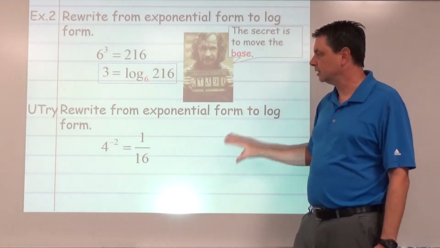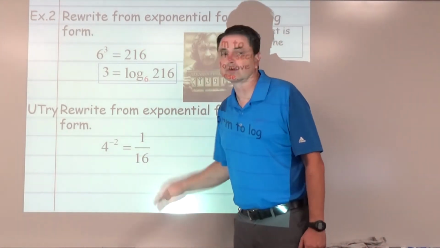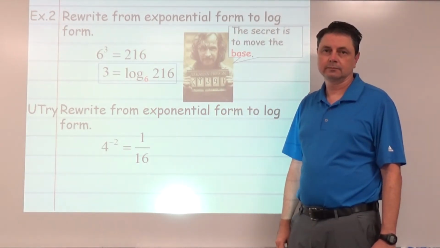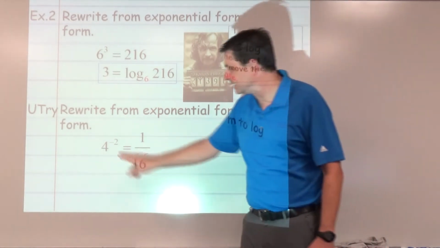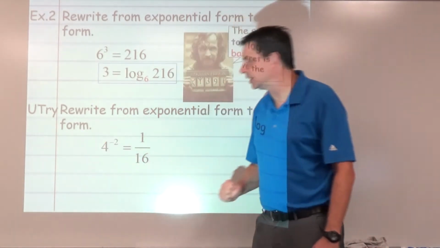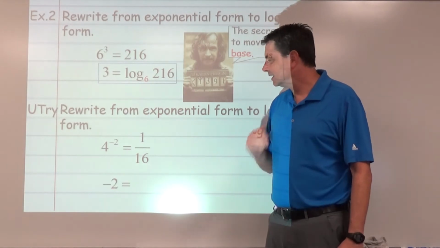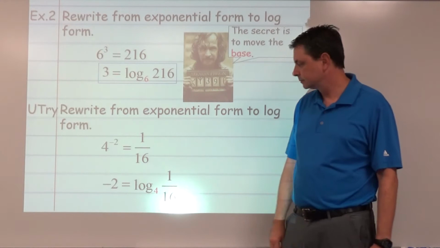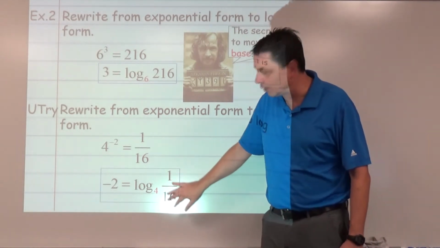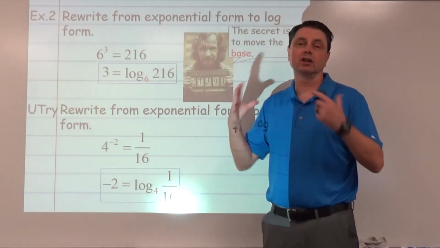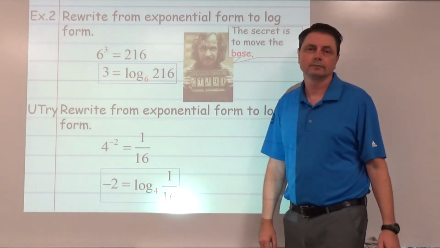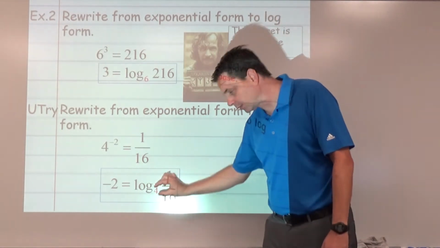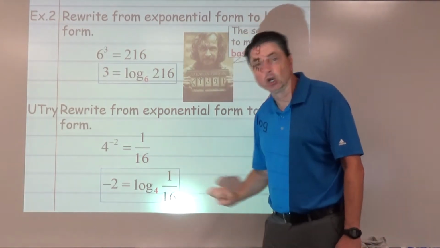Now you try, pause it here until you've rewritten it into log form. All right, once again, we're going to move the base. The base is 4, so it's going to move over here. Negative 2 equals log base 4 of 1/16. And sometimes you might see the 1/16 written in parentheses just for clarification purposes. Make sure we write the 4 as a subscript, little and low.